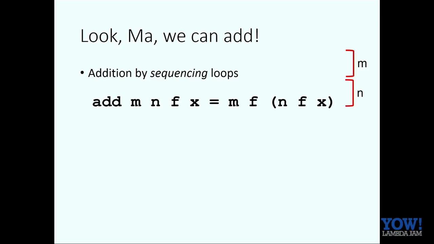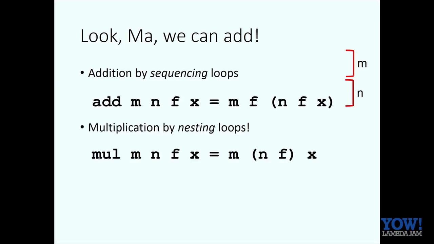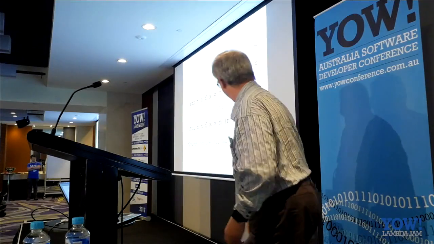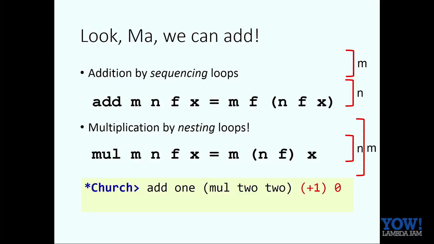What about multiplication? How can you execute a loop body m times n times? You nest the loops. What could be simpler? There we are. So we have an inner loop here that calls f n times, and then an outer loop that does all of that m times, and that's just the product of m and n. Does this really work? Well, you can try it out in Haskell. You can just say, OK, let's add 1 to multiply 2 and 2, and then we'll take that function and we'll use it to iterate the increment function 5 times on 0, and yes, we get 5.